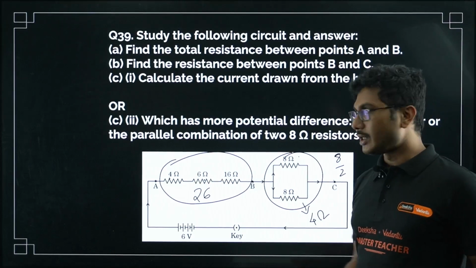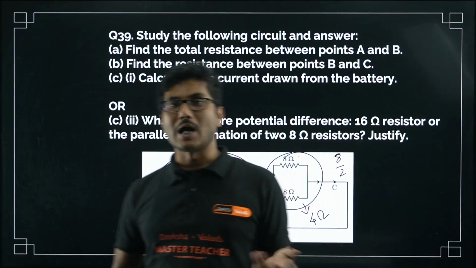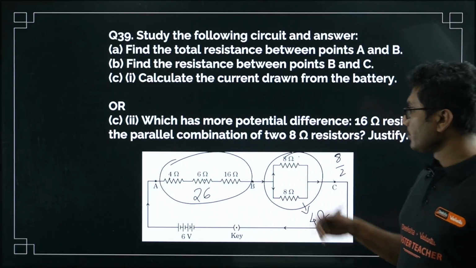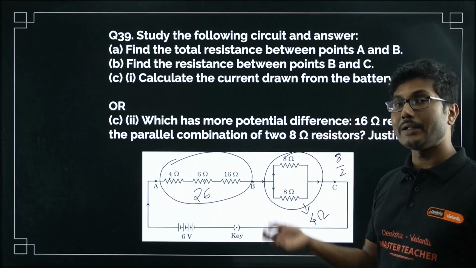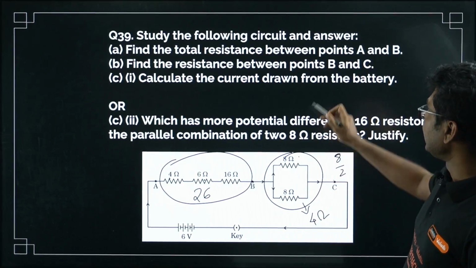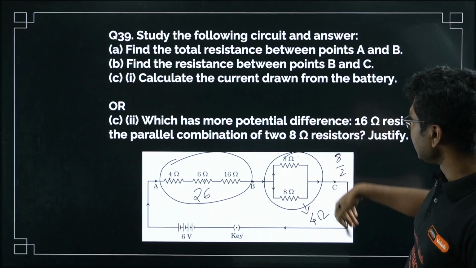Or, if you don't want to use it, R1 R2 by R1 plus R2 is always there. That is an easier formula. So in this case, even if they were different, you can use that formula. So the resistance between B and C is also done.